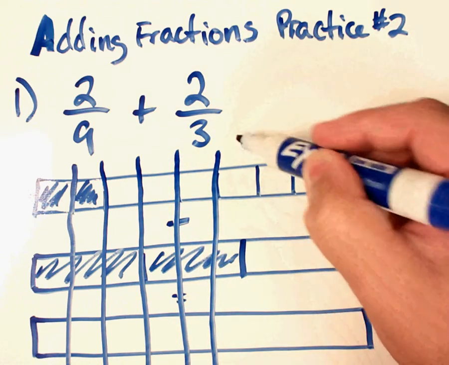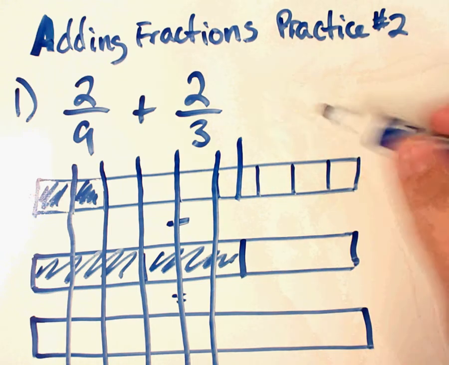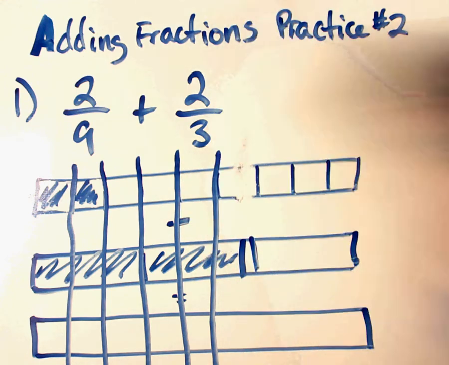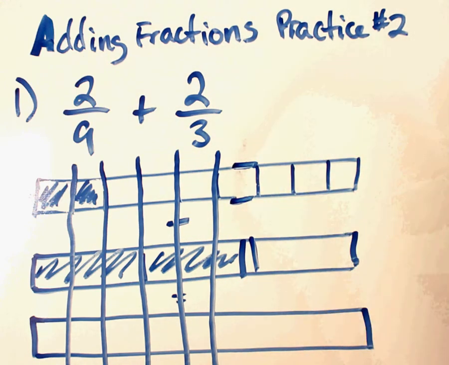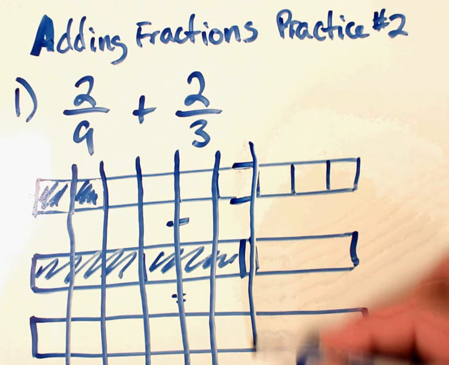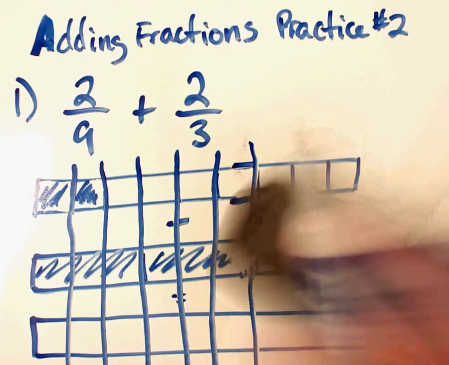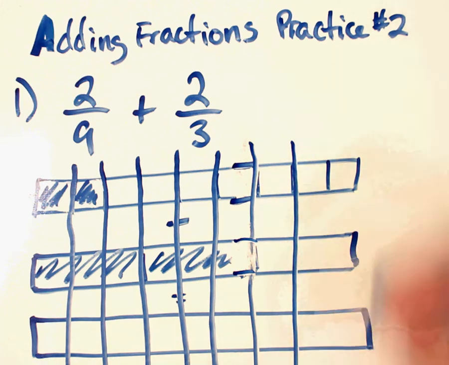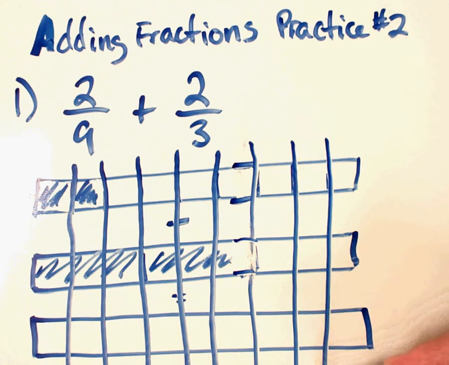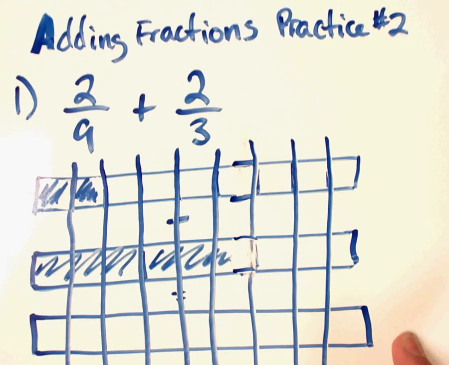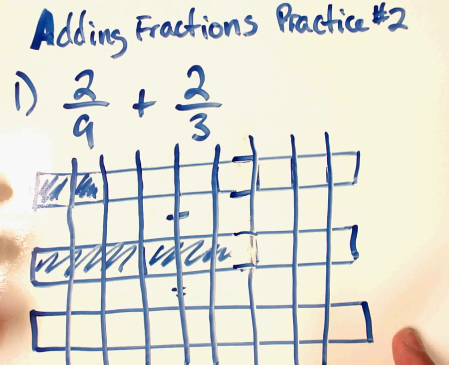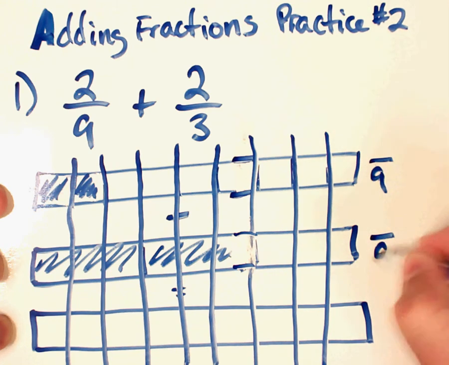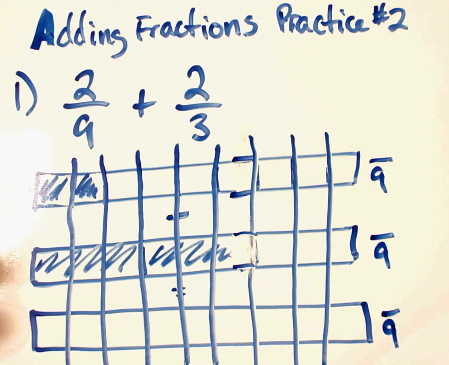So what we're doing, that was a bad line on my part. So what we're doing here is we are setting all of these to the same denominator, because now each of these is separated into 9 parts. So 9 becomes my common denominator.